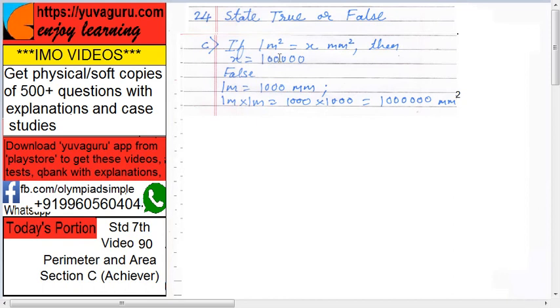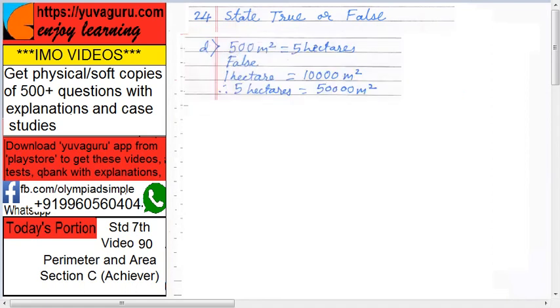If 1 meter square equals x mm square, then x equals 1 and 5 zeros, 1 lakh. So the answer is false because 1 meter equals 1000 mm. So 1 meter into 1 meter means 1000 into 1000. It should be 6 zeros, not 5 zeros. 500 meter square equals 5 hectares. That is false because 1 hectare equals 10,000 square meters. So 5 hectares will be equal to 50,000 square meters. So this answer is false.